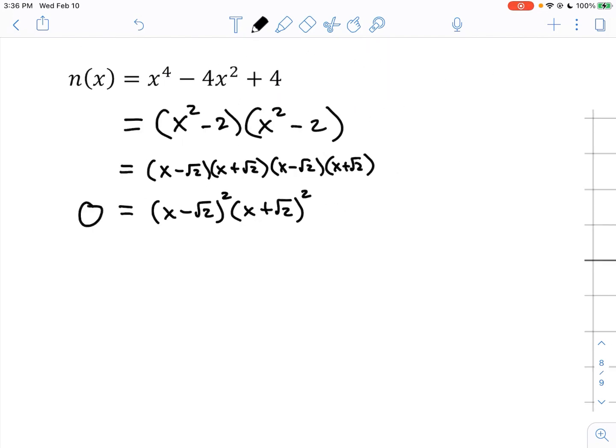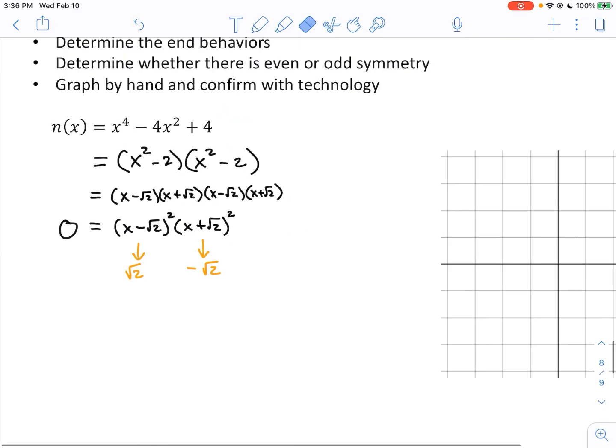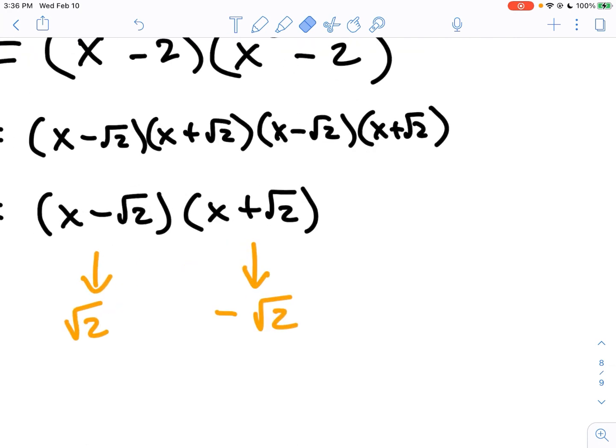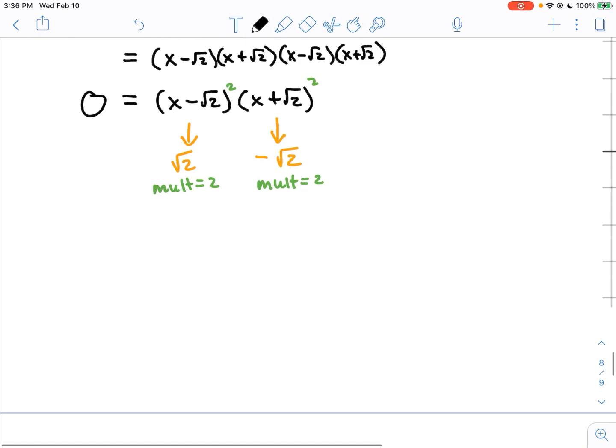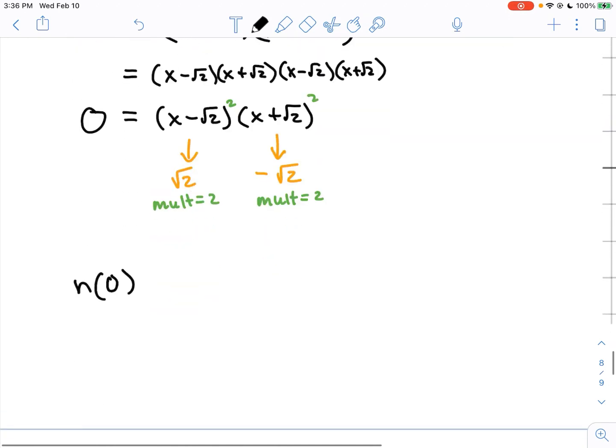So when I set this equal to 0 and solve, I get only two distinct answers. Our roots are radical 2 and negative radical 2. Then we look to the exponents on their factors to see what the multiplicities are. Right, there's a 2 there and a 2 there. The y-intercept next. Call our function n, plug 0 in, I get 4. You always get the constant when you do the y-intercept.